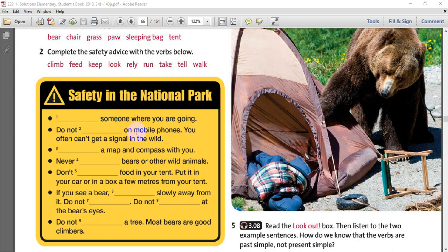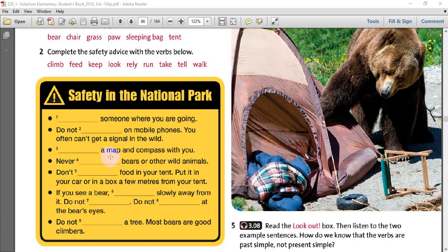Number 2, do not rely on mobile phones. You often can't get a signal in the wild. Do not rely on, لا تعتمد على الجوال لأنه قد لا تستطيع الحصول على التغطية في البرية. Signal, تغطية.